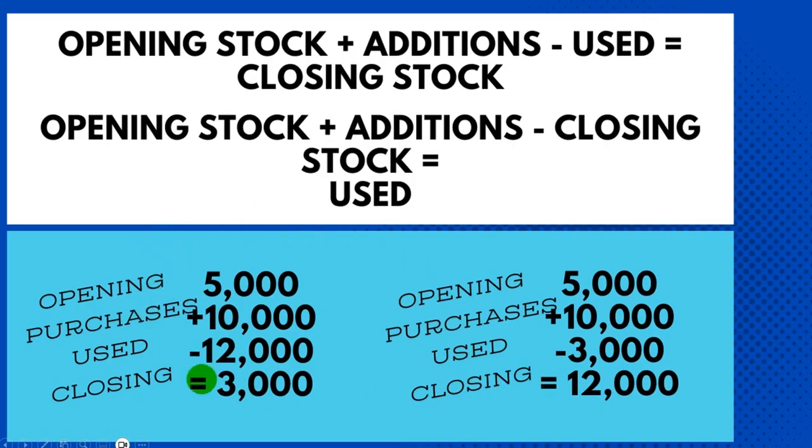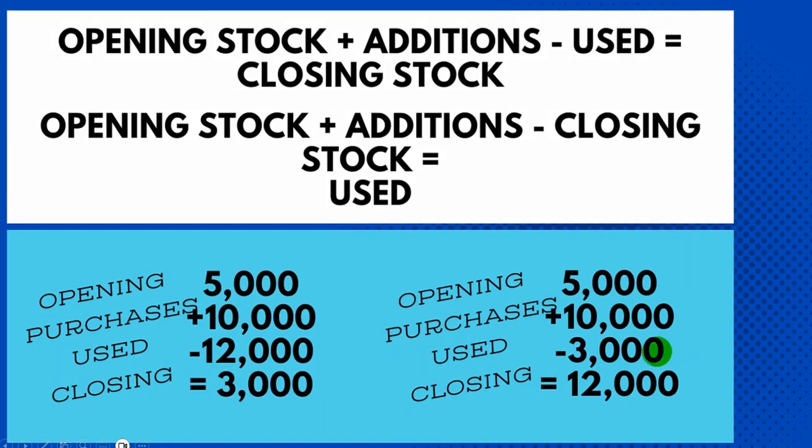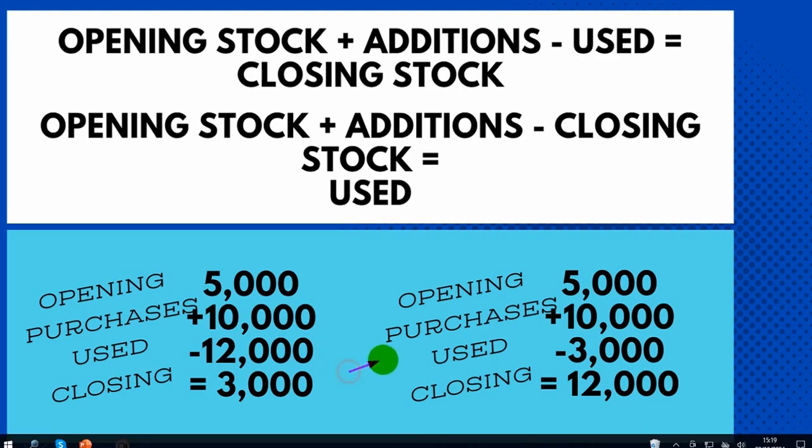So to demonstrate this, let's have a look at the calculation to the left. We have opening 5,000, purchase of 10,000, that would give us 15,000, minus the stock used of 12,000, gives us a closing stock figure of 3,000. Now if we were to move that calculation around so it matches the bottom calculation here to calculate stock used, we would have opening plus purchases, so that's the same as before, that gives us 15,000. If we minus our closing stock of 3,000, that gives us 12,000. So these two are actually swapped around. This is the closing stock, this is the stock used.